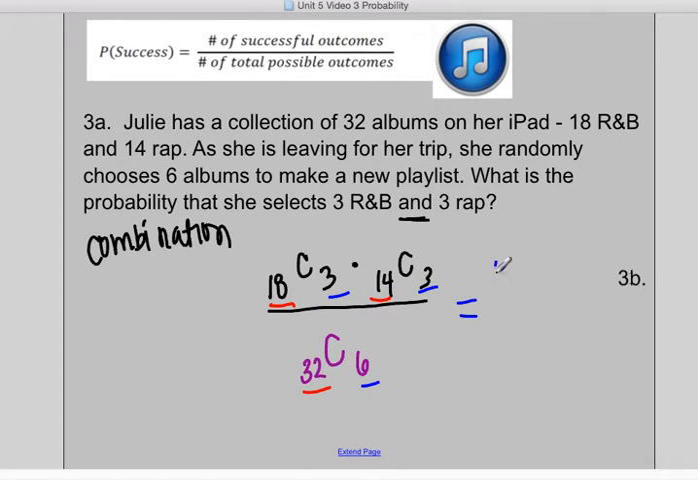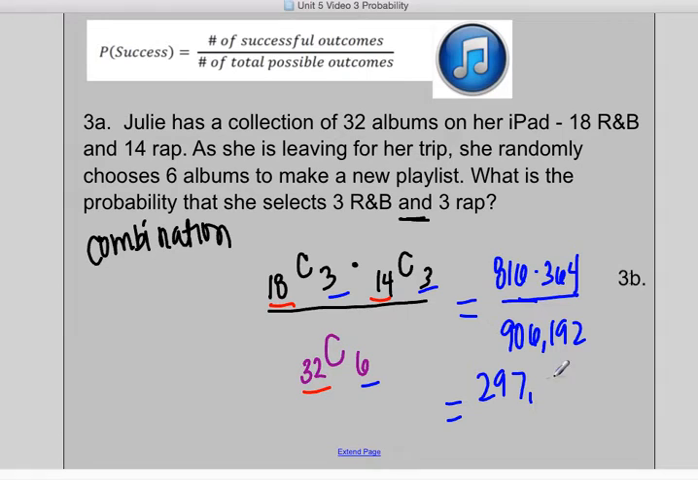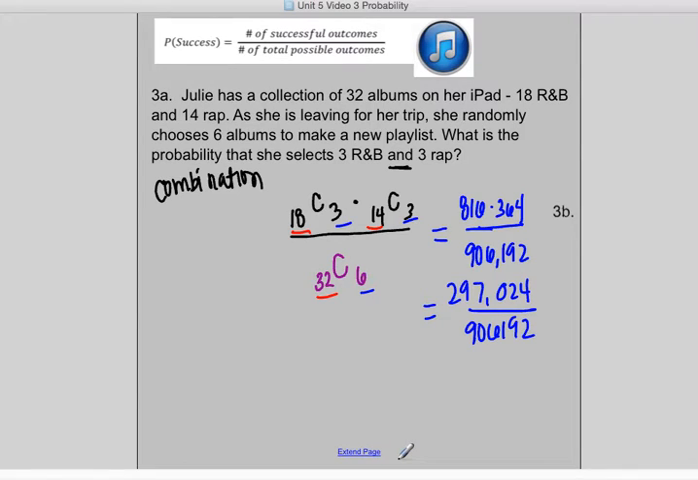18C3, if we do it on our calculator, is 816, times 14C3, which is 364, over my total, which is 906,192. If I multiply my numerator, I get 297,024 over our denominator. And if I wanted to put it as a decimal, it would equal, on my calculator, 0.328. Okay, so there is my answer.